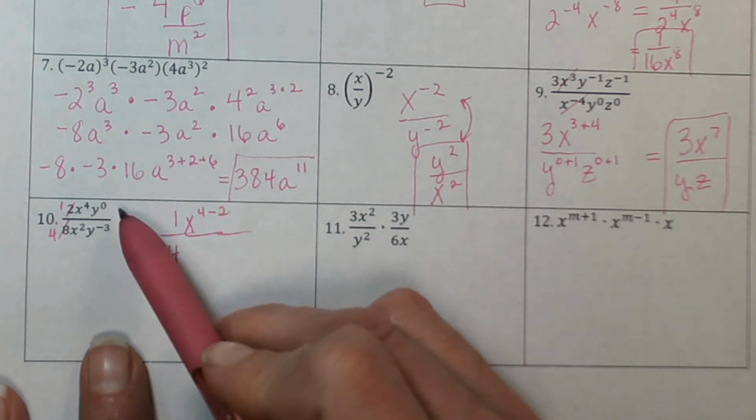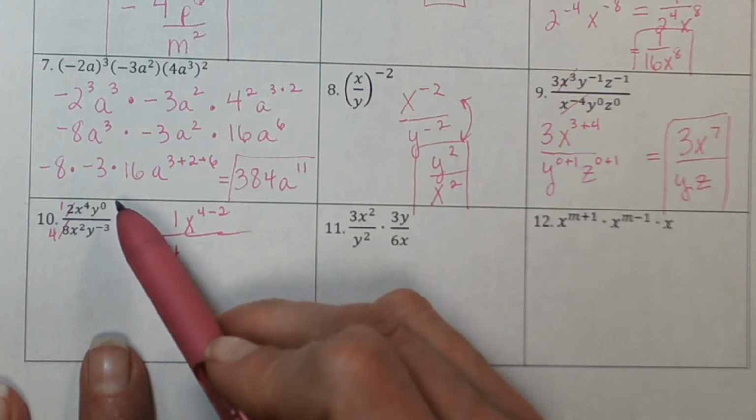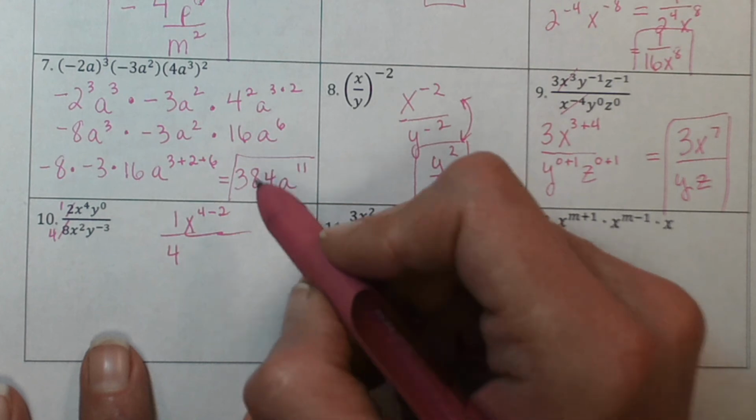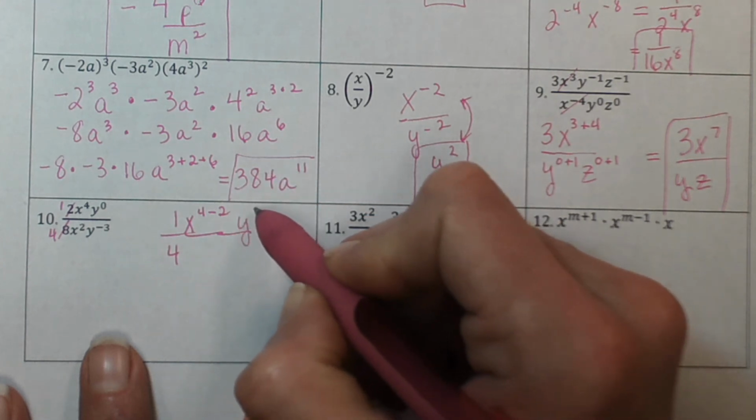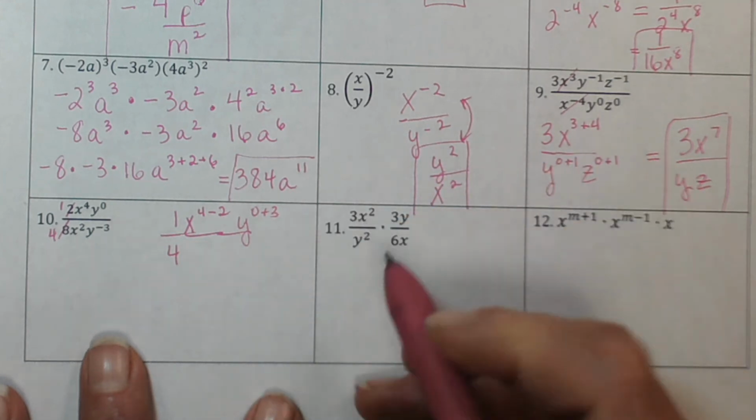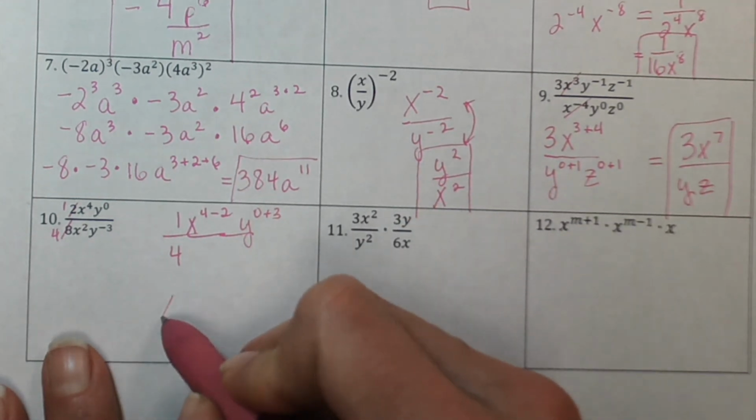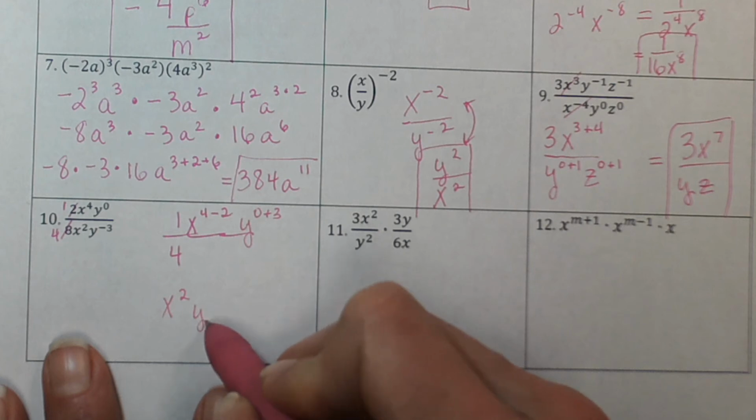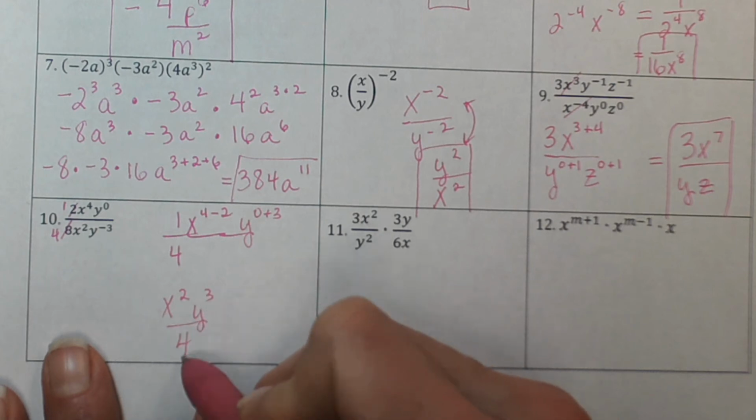And then again, I look and I say, okay, where's my y exponent larger? Even though 0 is not big, we know it's bigger than -3. So the y is going to be up in the numerator, and I have a 0. And when I move that -3, it's going to become a +3. So I have x squared y to the 3rd over 4.